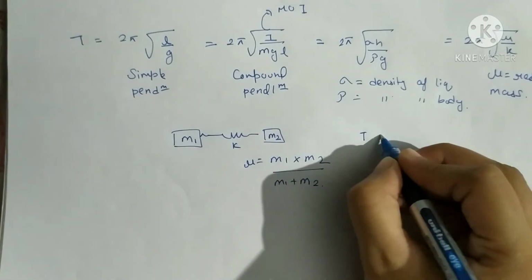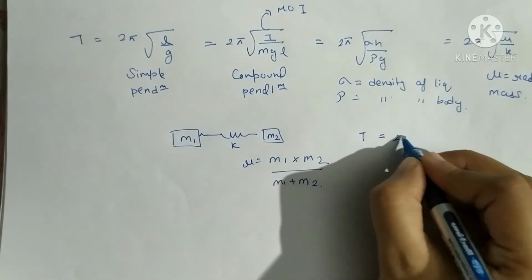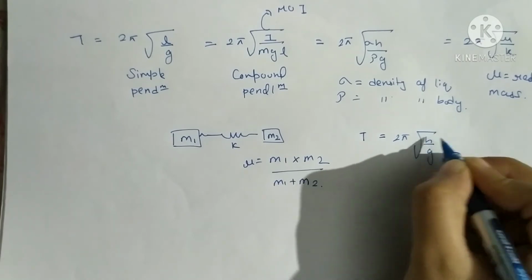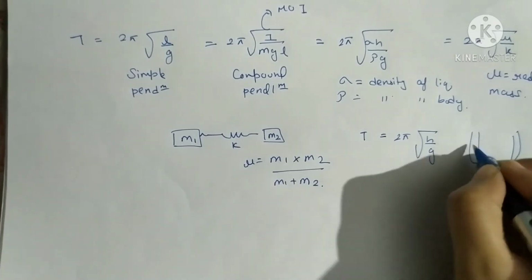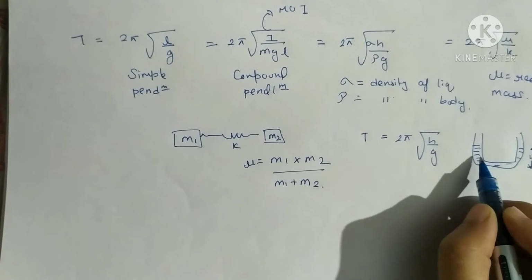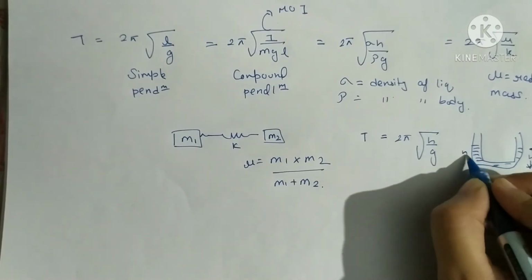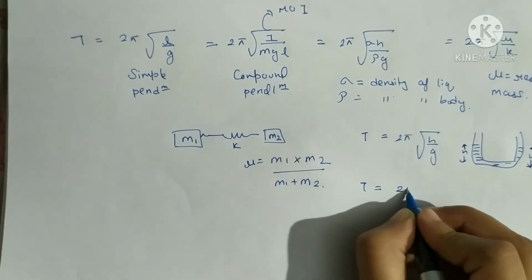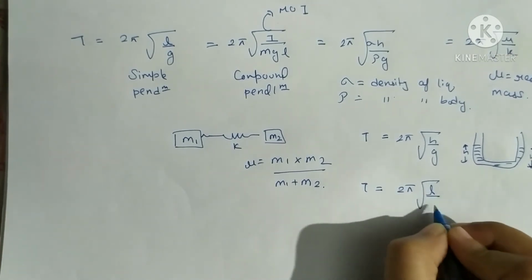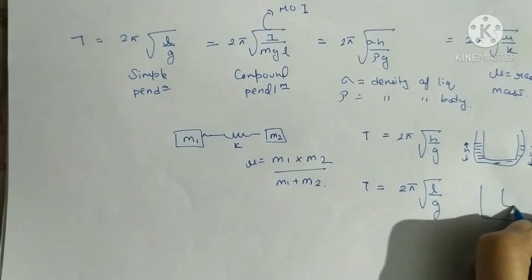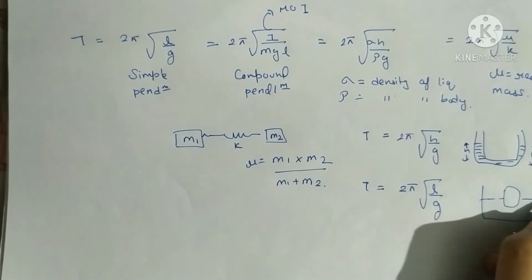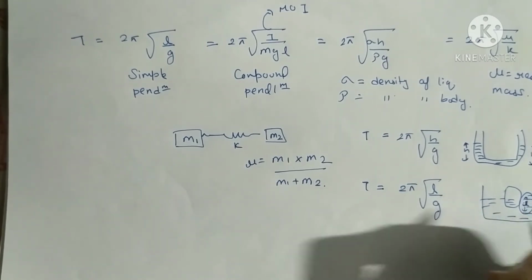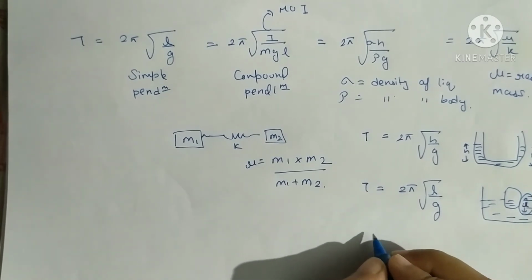Time period of U-tube is 2 pi under root h by g. What is this height? For example, this is a U-tube and we have to take height from the bottom up to the liquid. T is equal to 2 pi under root L by g when a body, for example a cylinder, is submerged in a liquid up to height L. Then T is equal to 2 pi under root L by g.